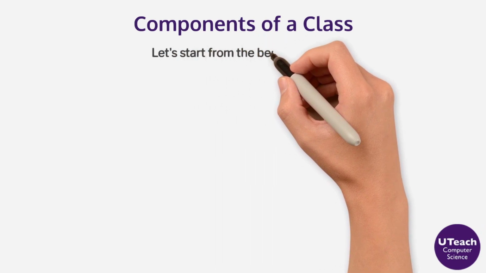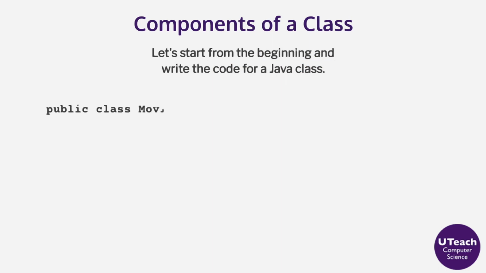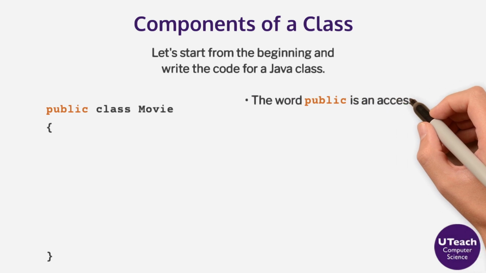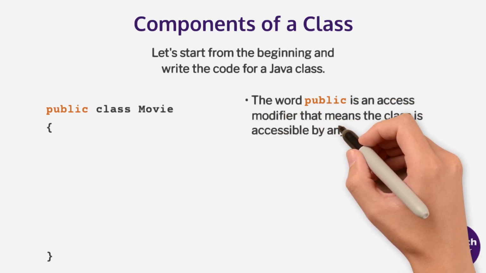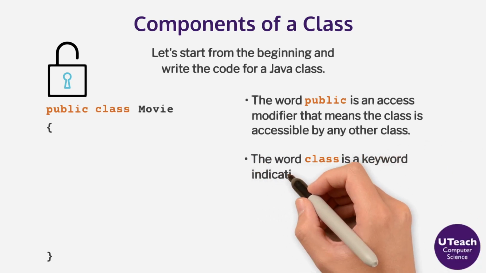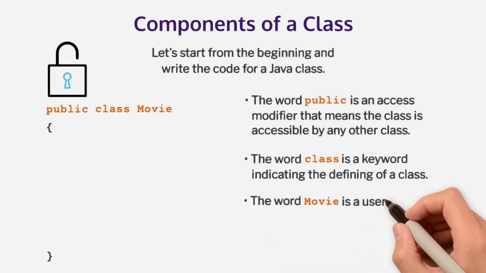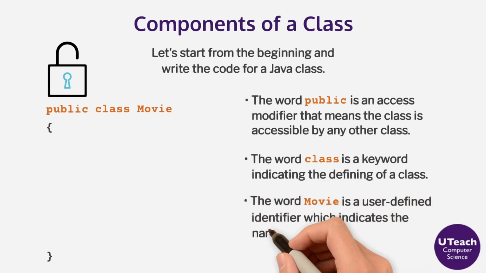Let's start from the beginning and write the code for a Java class. This is a class header and empty curly braces for the body. The word public is an access modifier that means the class is accessible by any other class. The word class is a keyword indicating the defining of a class. The word Movie is a user-defined identifier which indicates the name of the class. Notice that the name of the class is capitalized. The code for the class is enclosed in opening and closing curly braces.